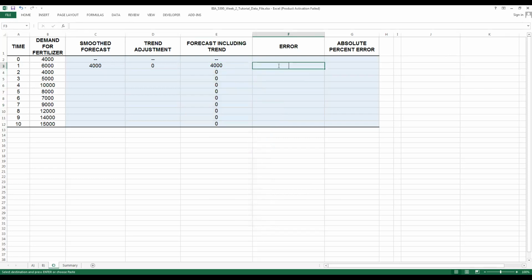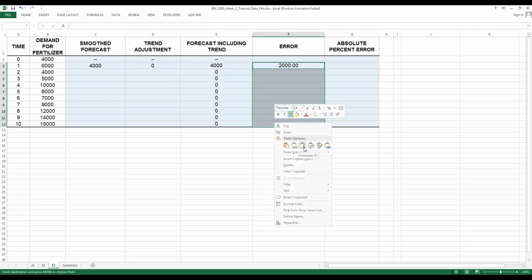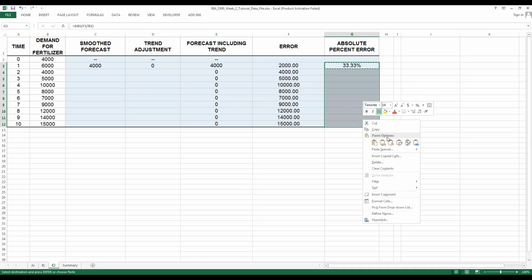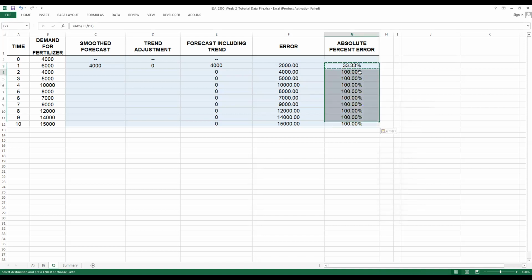Right, and then my error, what's my error? My error is going to be the actual value minus the FIT. And again, once that's in, I can copy and paste that down the whole way, because that's always the formula. Right, my absolute percent error is going to be equals ABS of this over the actual. And once that's in, I can copy and paste that down the whole way. Right, so these three formulas are all set.